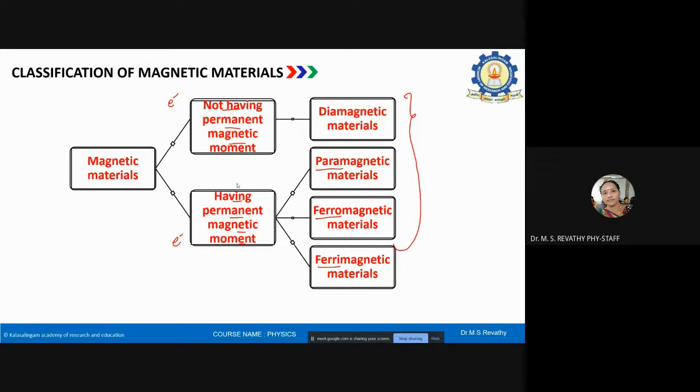So if there are spin magnetic moments, then you have three categories: paramagnetic material, ferromagnetic material, and ferrimagnetic material. And for the materials which do not have a permanent magnetic moment, we have diamagnetic material. Among the four magnetic materials, we are going to focus on the first three. In general, in the classification of magnetic materials, there are around 11 types available, but we are going to focus on dia, para, and ferro alone. In this slide, we have seen the types of magnetic materials based on magnetic moment.